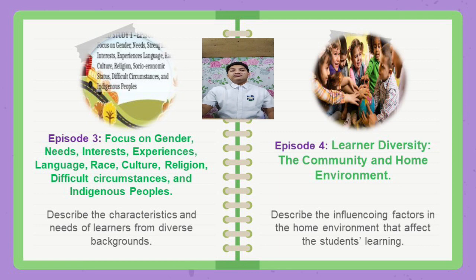So, there will actually be three parts of this episode, meaning to say, you would have to answer activities 3.1, 3.2, and 3.3. At the end of all these activities, it's expected that you are able to describe the different characteristics and needs of learners from diverse backgrounds.